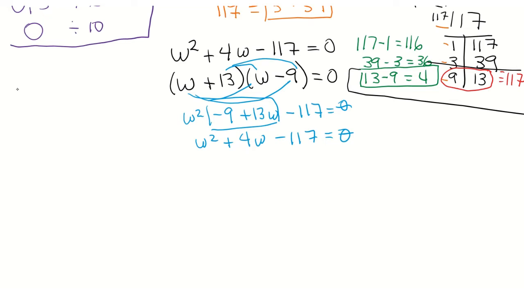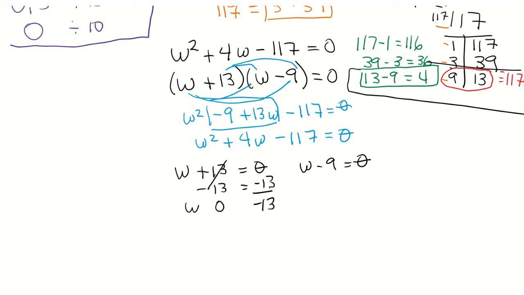And so now I'm going to use my zero property rule to finish solving the problem. That means I take w plus 13 and set that equal to 0, and take w minus 9 and set that equal to 0 so that I can solve for my variable. The 13 is going to cancel out, leaving me with w, so that gives me w equals negative 13 as one of my solutions.